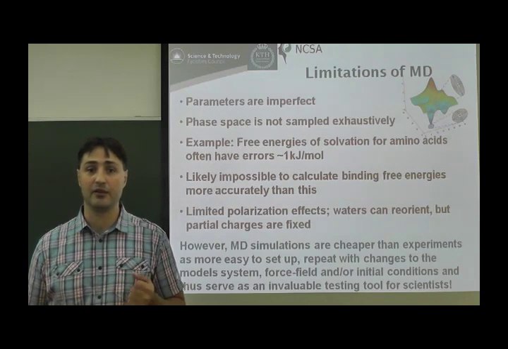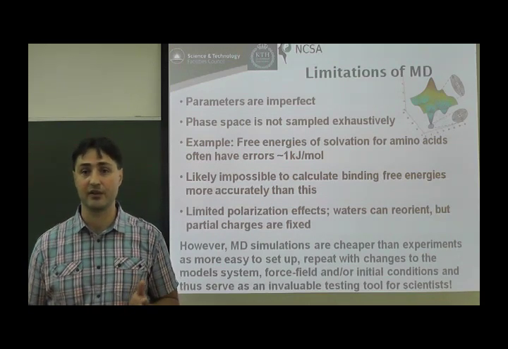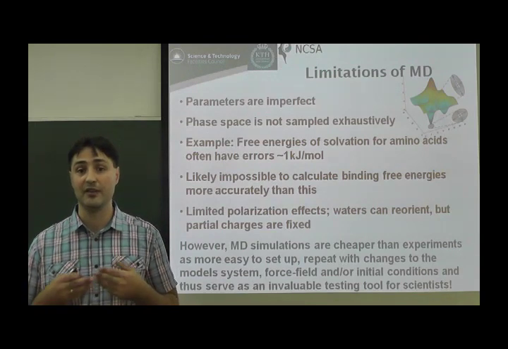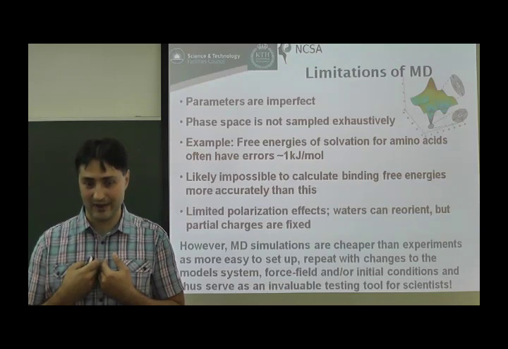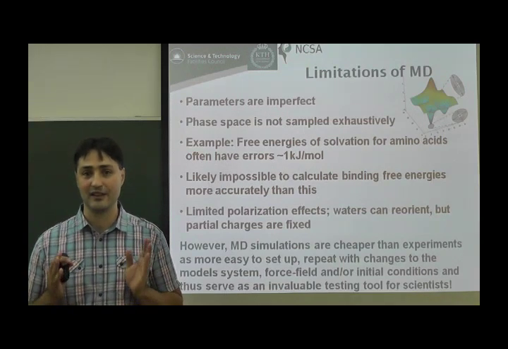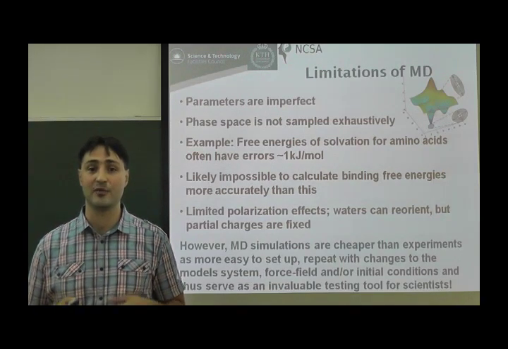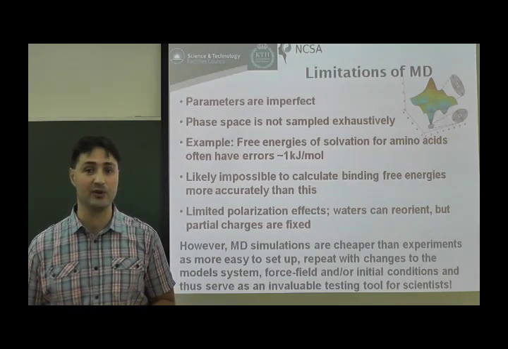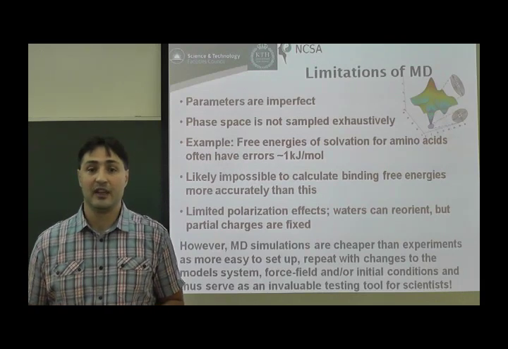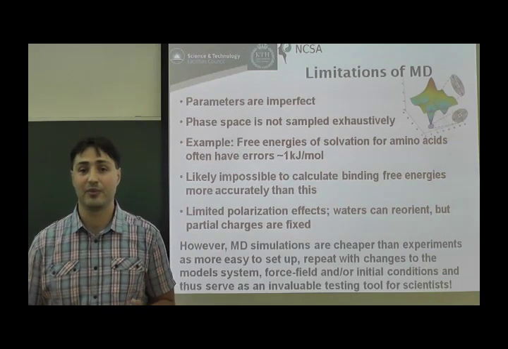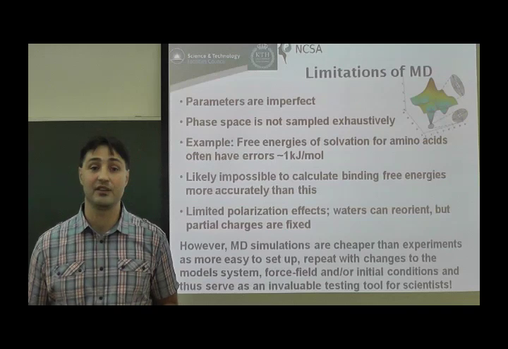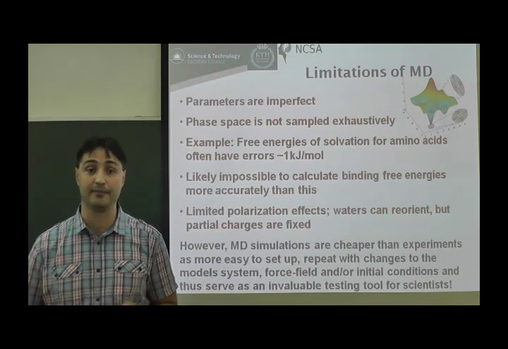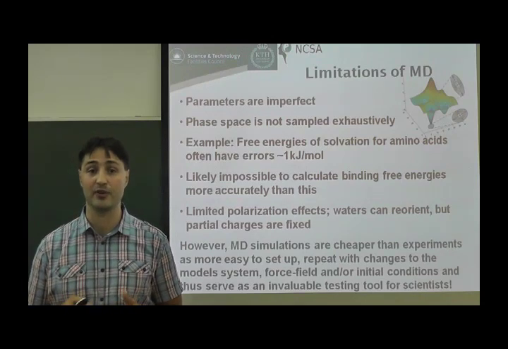An example of not sampling exhaustively is that free energies of solvation for amino acids often have errors beyond 1 kilojoule per mole. But even if we could do the calculation to infinity, still there is an error bar that we always associate with the method or the force field that we use. So it is likely that it's impossible to calculate binding free energies more accurately than this, though force fields exist that claim that we can. However, these are very computationally expensive.